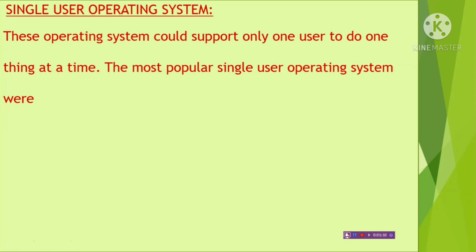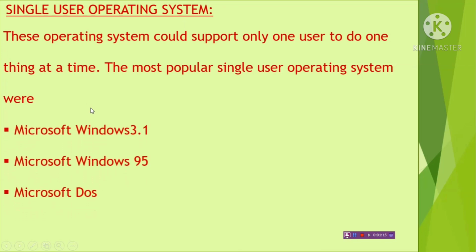The most popular single user operating systems were Microsoft Windows 3.1, Microsoft Windows 95, and Microsoft DOS. That means older versions of Windows and DOS were single user operating systems. One task at a time. Suppose the user wants to type, so only typing work. No other work can be performed at that time.